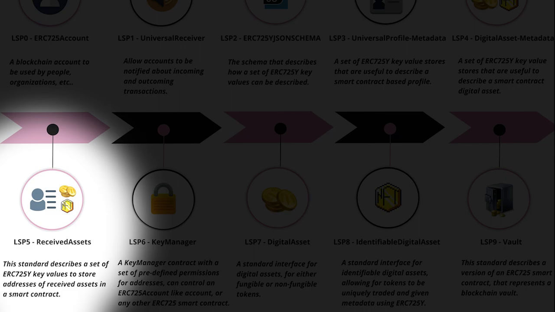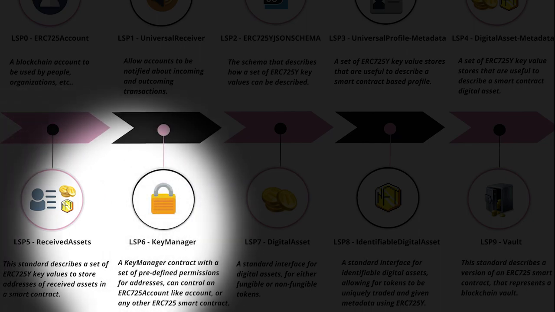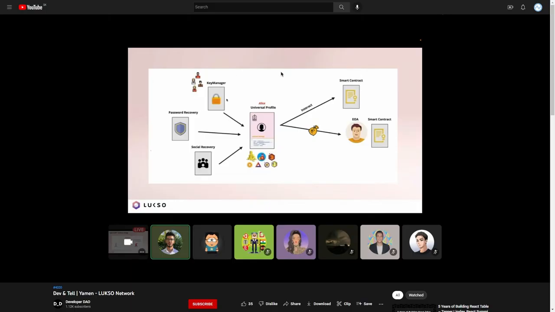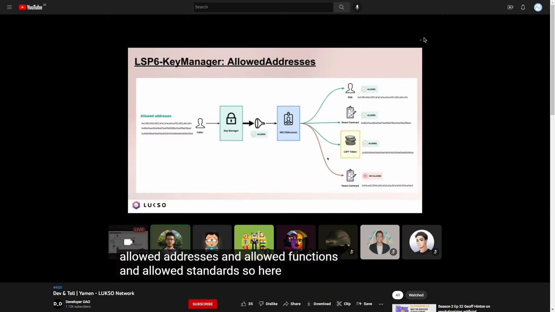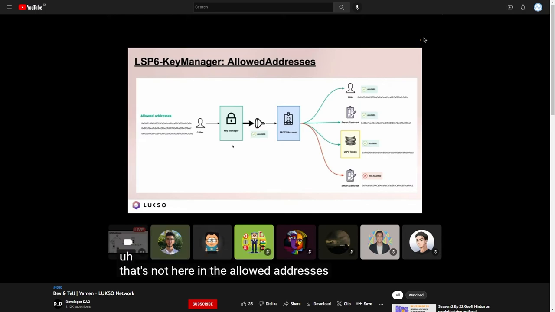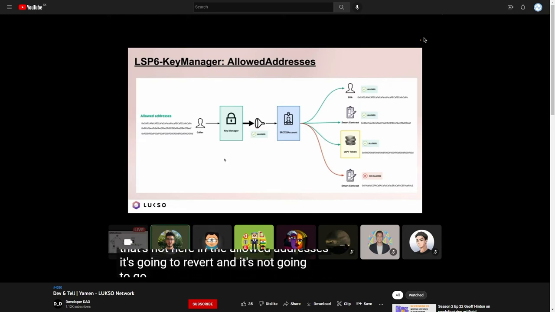The fifth standard stores corresponding addresses. We also need a key manager with our account. A key manager that may let different people execute through our universal profile based on different permissions. Here we have a person who has the permission to execute through the key manager, and he's only allowed to talk to three addresses. If he tries to talk to another smart contract that is not in the allowed addresses, it's going to revert and not go through.